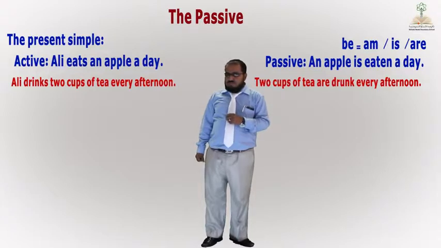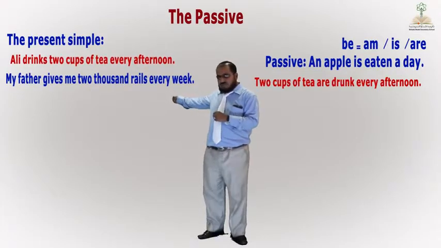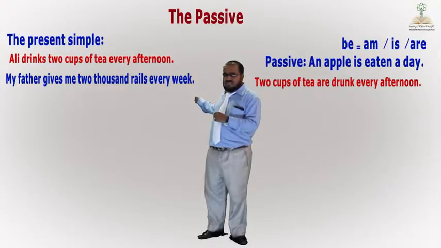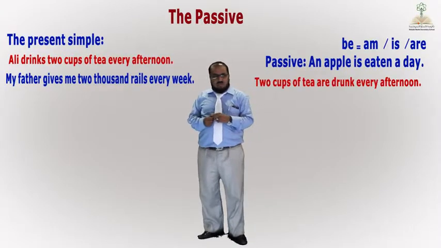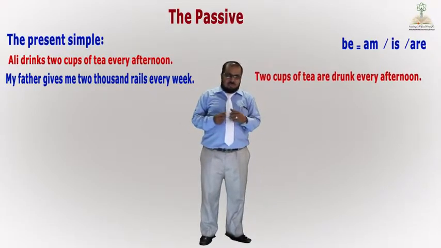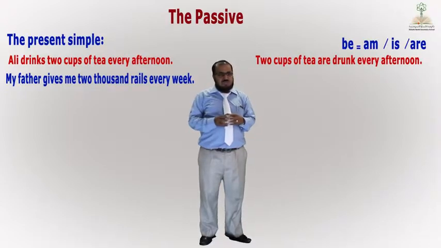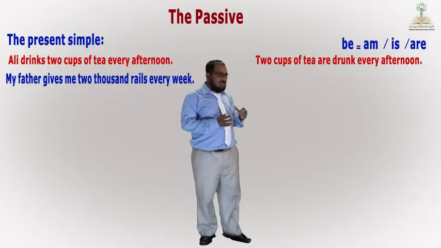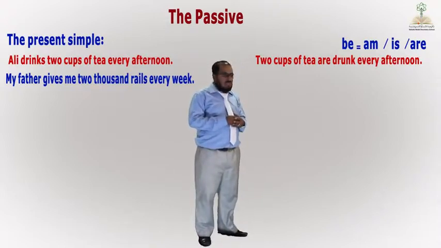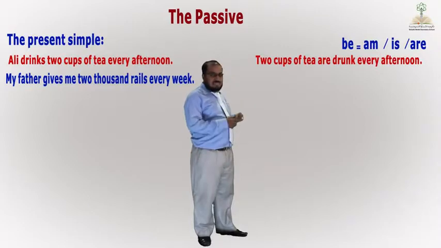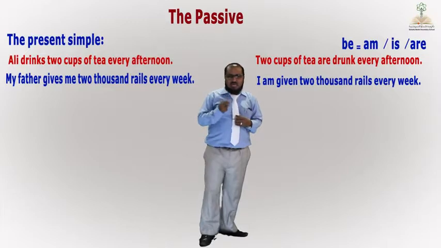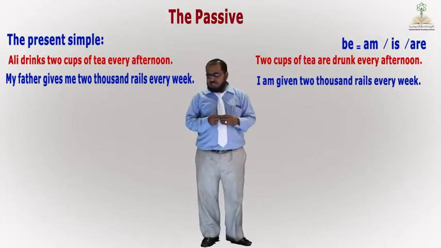Another example. My father gives me 2,000 riyals a week. To passive. Where is the object? Me. So the pronoun here will be changed into I because it stands in the position of the subject here. So it will be: I am, the verb to be, given 2,000 Yemeni riyals a week.